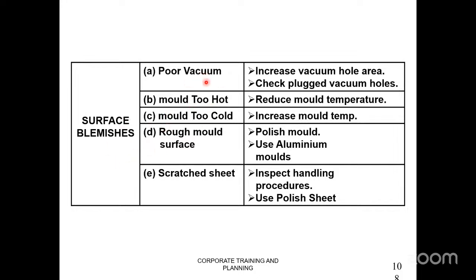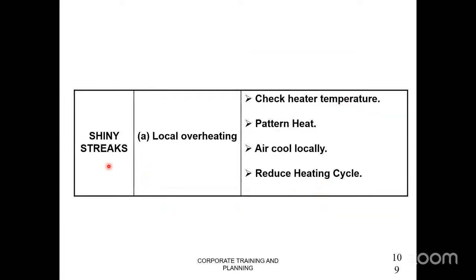It may be poor vacuum, mold too hot, mold too cold, rough mold surface, or scratches on the sheet. These are the main reasons, but you have to solve this by using a proper technique. Then shiny streaks. Many times shiny types of streaks are observed on the article. It's local overheating, due to that it is possible. Then how can you overcome it? Check heater temperature, pattern heat, cool air locally, reduce heating cycle.